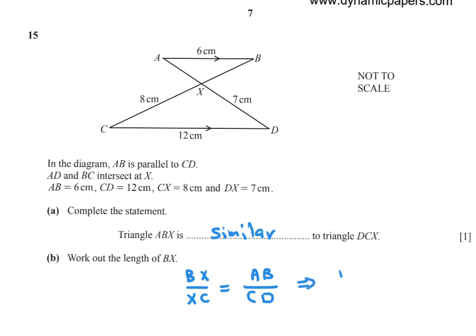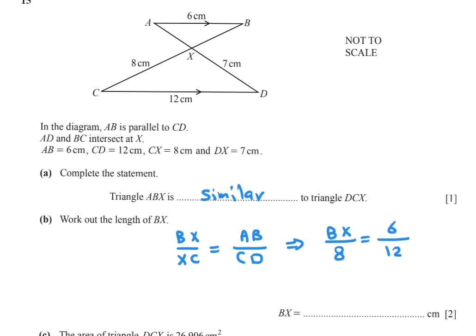Now we need to find BX. BX over XC, which is 8, is the same as the ratio between AB, which is 6 centimeters, to CD, which is 12. Now cross multiply, you can find BX. So BX is 6 times 8 divided by 12, which equals 4.